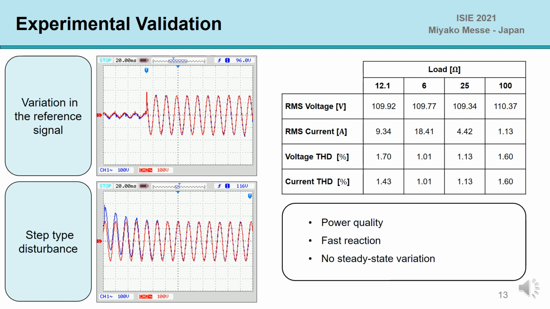Finally, the feedback signal is subjected to a 100 volts amplitude step-type disturbance to demonstrate the controller's disturbance rejection performance. The system's dynamics show an output voltage correction in a time close to 0.1 seconds and a steady state response without offset error.